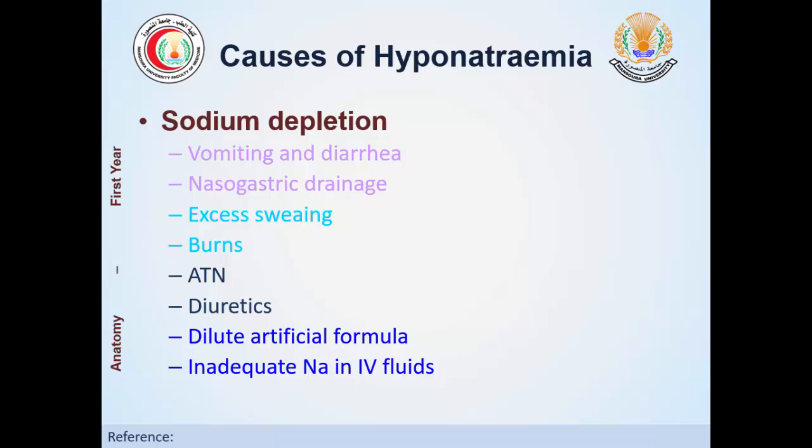The causes of hypernatremia due to sodium depletion هي دي بقى كلها causes تتحفظ. يعني الصوديوم depletion ممكن يكون نتيجة ل vomiting, diarrhea, nasogastric drainage, excess sweating, burns, acute tubular necrosis, diuretics, dilute artificial formula, inadequate sodium in intravenous fluids.